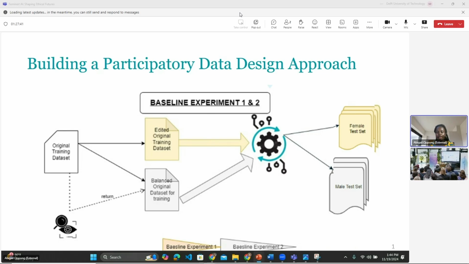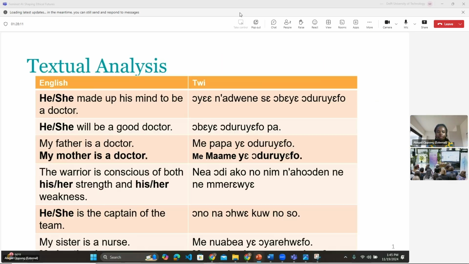And so I designed this participatory data design approach, which had two folds. First of all, I had one of the data sets, the parallel corpus edited, and also something I call a balanced original data set. That's wherever we have the pronoun he, we also replace it with she, and wherever we have she, we replace it with he, just so we can have a balance of gender in the system as well. And then after that, we tested it with the female test set and also the male test set. So this was how the data sets were edited, just an attempt to see whether the model will also learn from this.